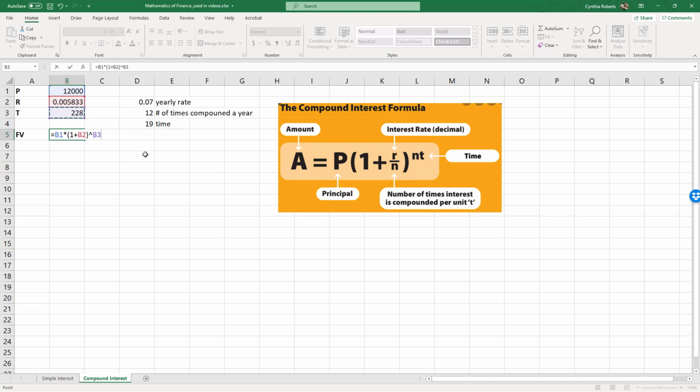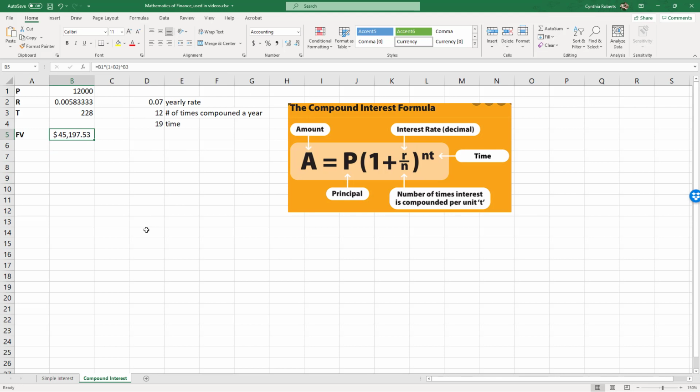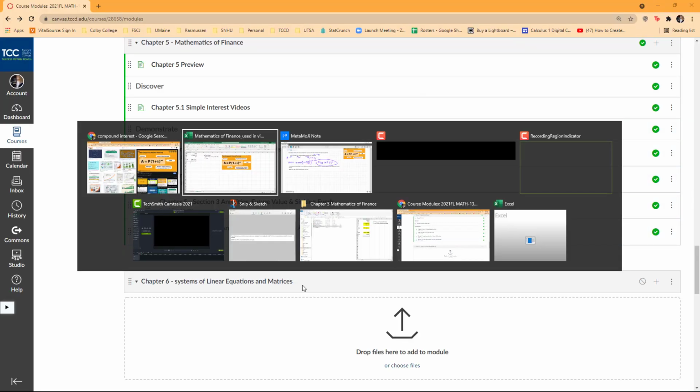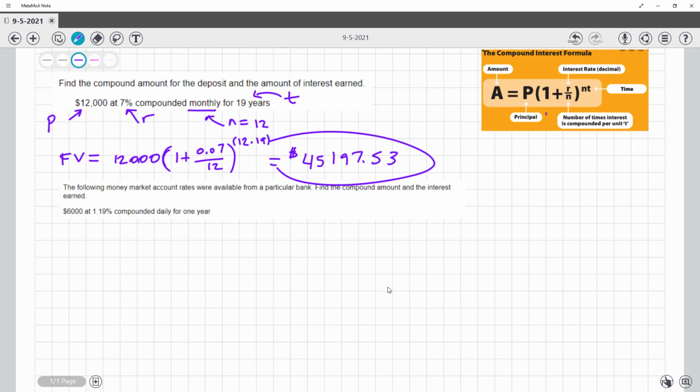Okay, so I did these computations over here, and you'll see why here in a second. And then I get my money. So that looks good, right? So my amount of interest then would be how much I ended up with 228 months later, and then of course what I started with. So again, why would I go to the trouble and do this? All right, let's go to your next problem.